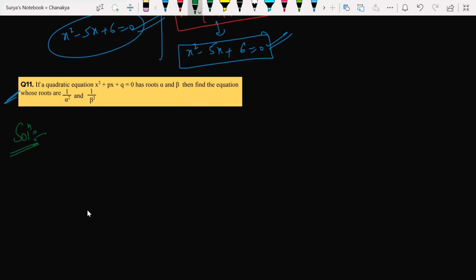See, if a quadratic equation x square plus px plus q is equal to 0 has roots alpha and beta, then find the equation whose roots are... See here, alpha plus beta. What is alpha plus beta here? Sum of roots, minus b by a, means minus p by 1, which means minus p only. What is alpha beta? Simply q, right?